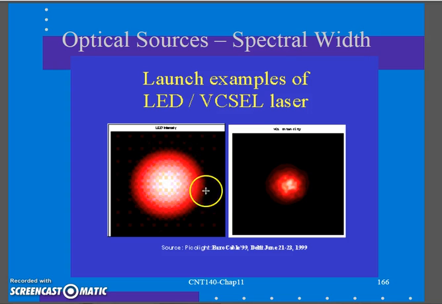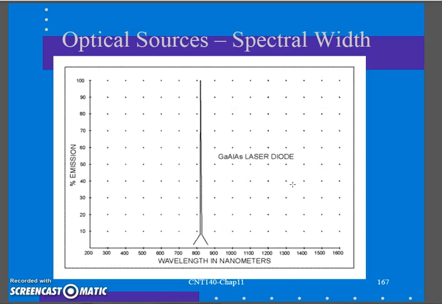This shows you a widely varying range of wavelengths coming out of the LED versus the VCSEL, your laser diode. And this also shows you the laser diode spectral width. Here you're seeing an 850 nanometer laser diode, very small spectral width coming out of that light source. So controlling your spectral width helps control the amount of chromatic dispersion you get in your fiber.